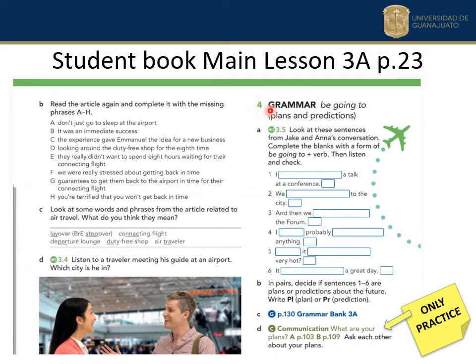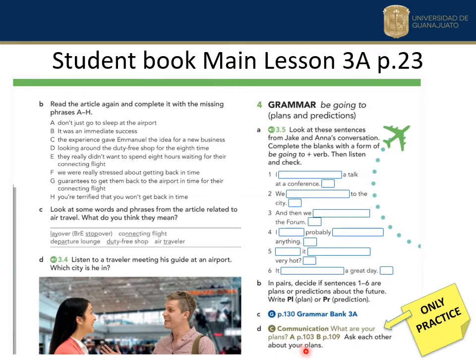And now we have the grammar on number 4, okay, with be going to. And usually we use it for plans and predictions. Aquí vamos a completar. Ahorita vamos a ver la parte de la gramática, las estructuras, pero en esta parte es donde estarían completando con estas frases, ¿ok? After that we have the communication, y en esta actividad la van a realizar en pares, pero no van a enviar ningún audio, solo es práctica, ¿ok?